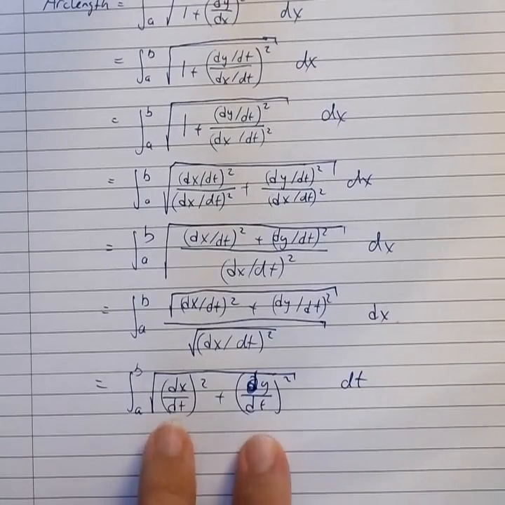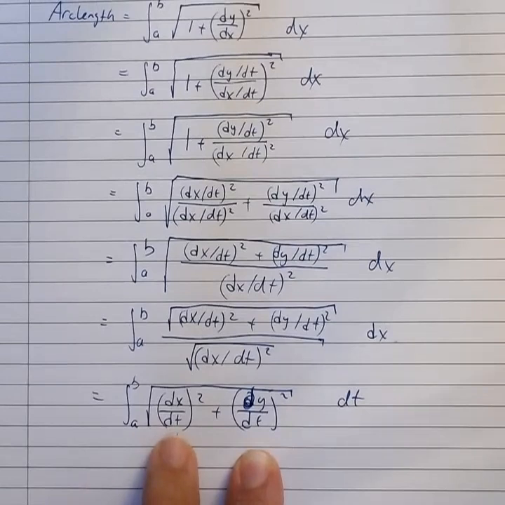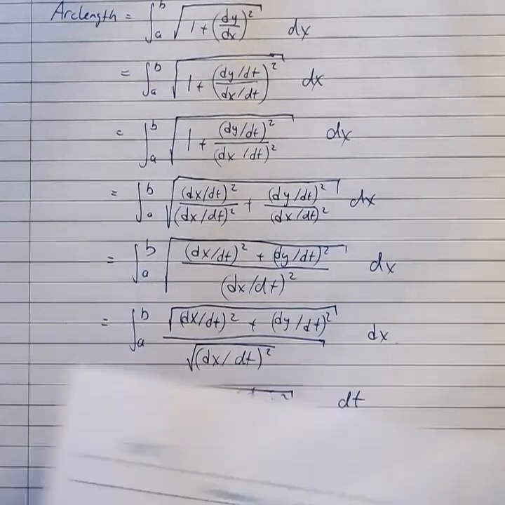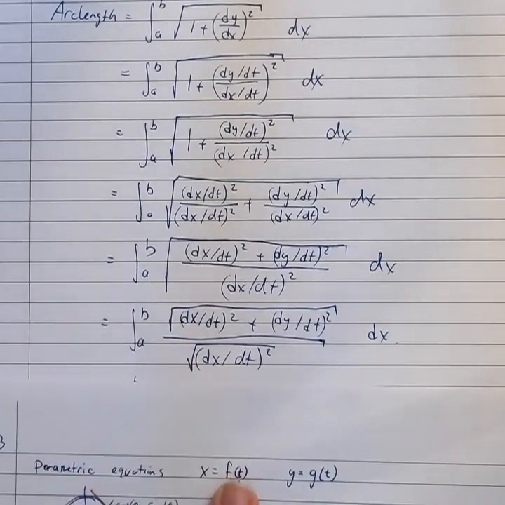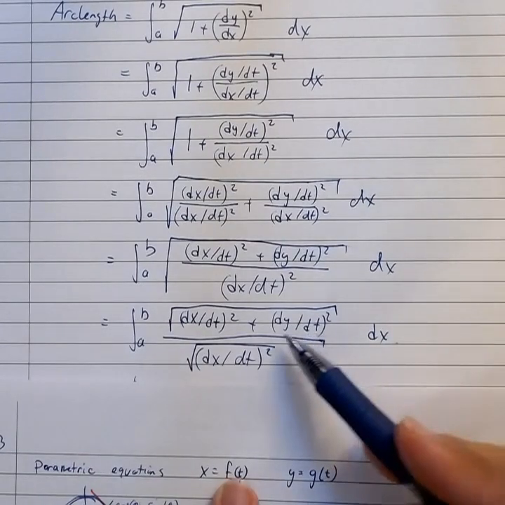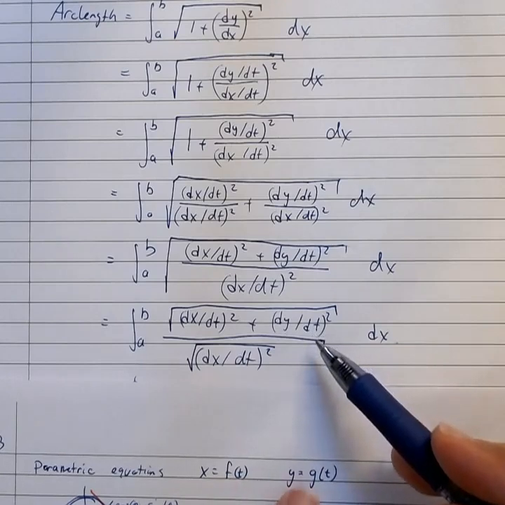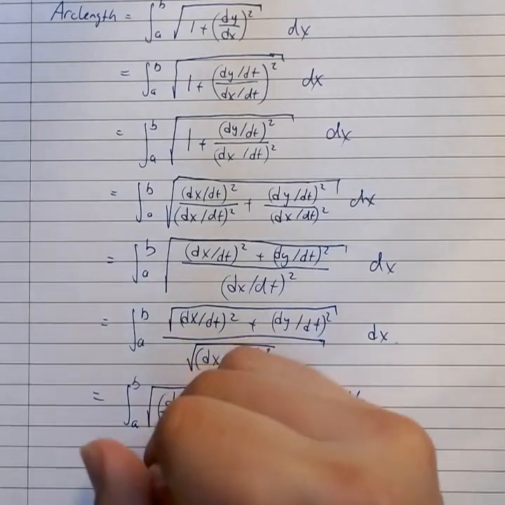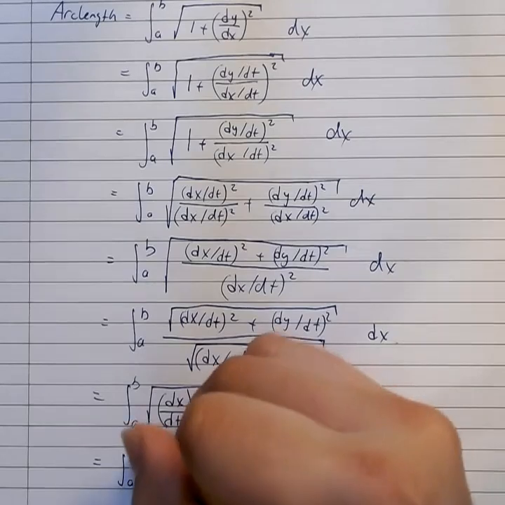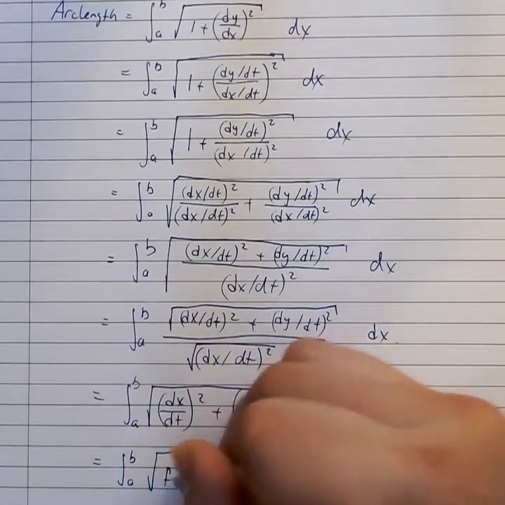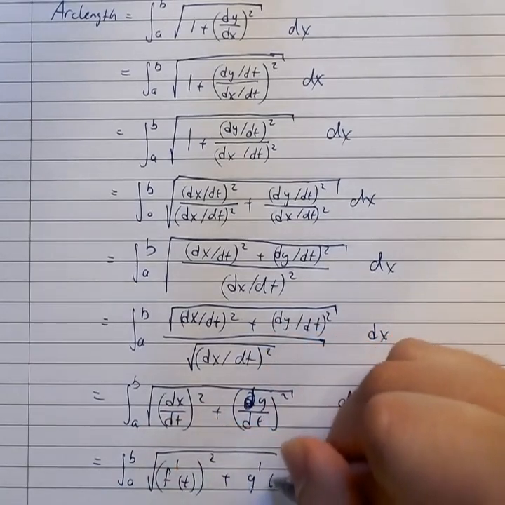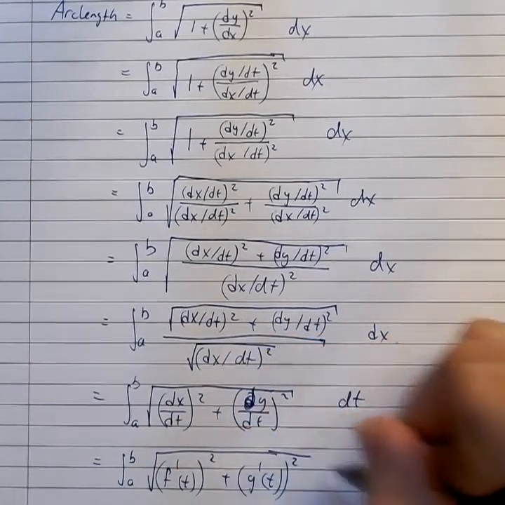But notice, dx/dt, that's just the derivative of the function that gives you x. It's the derivative of one of your two parameters. Likewise, dy/dt is just the derivative of your other function, the one that gives you the y coordinate of your parameterization. So here you can write this as the integral from a to b of the square root of f prime of t, quantity squared, plus g prime of t, quantity squared, dt.